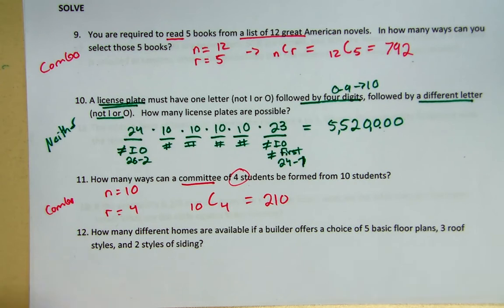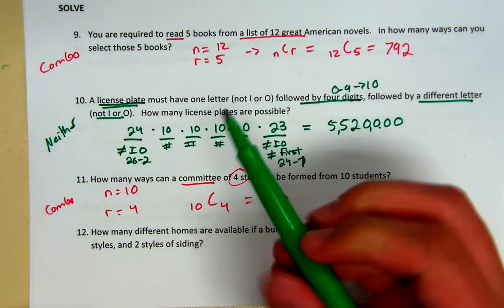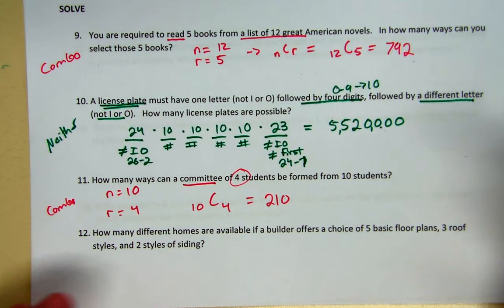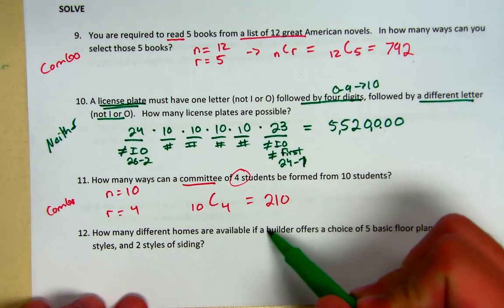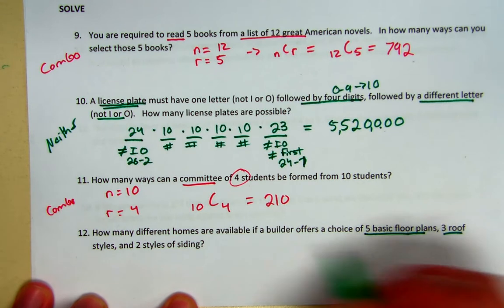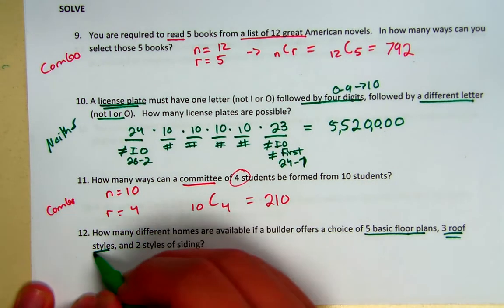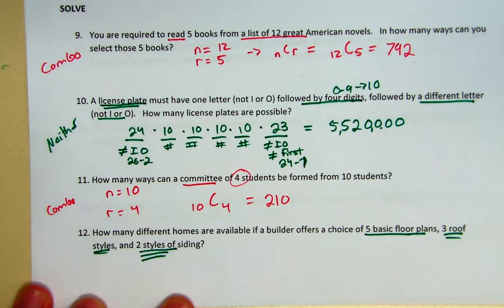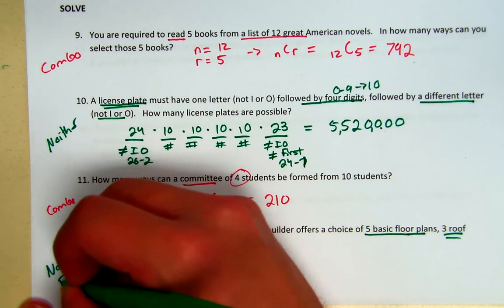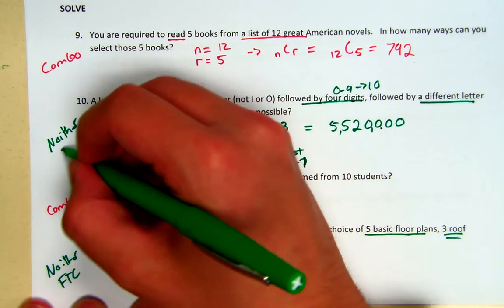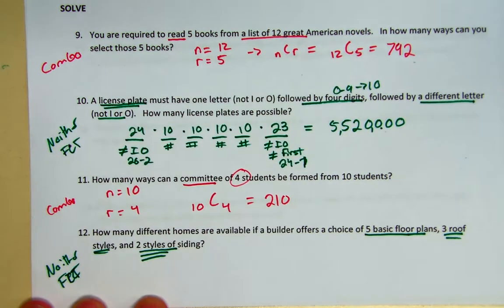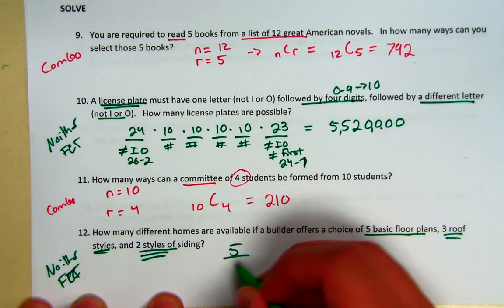Alright, moving along. Again, you should probably try these before and then go ahead and check your answer. How many different homes are available if a builder has a choice of 5 basic floor plans, 3 roof styles, and 2 styles of siding? So that sounds like we have a bunch of things going on. We're probably going to use that fundamental counting theorem. Same thing here, fundamental counting theorem. FCT.